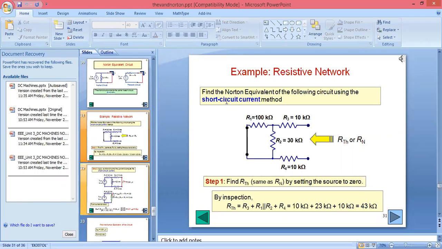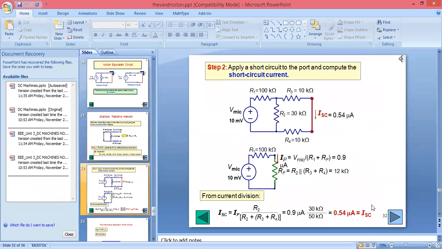So here we can find RTH. If there is a short circuit, we can consider R1 and R2 in parallel, which are in series with 10 kilo ohm. As we derived just now, the value that came was 23. So 23 plus 10, you will get RTH, that is nothing but 43 kilo ohm.